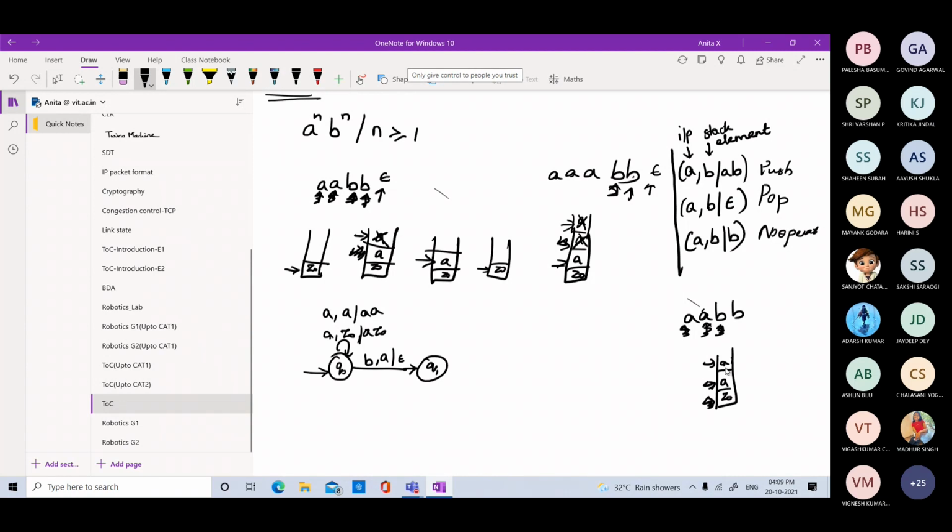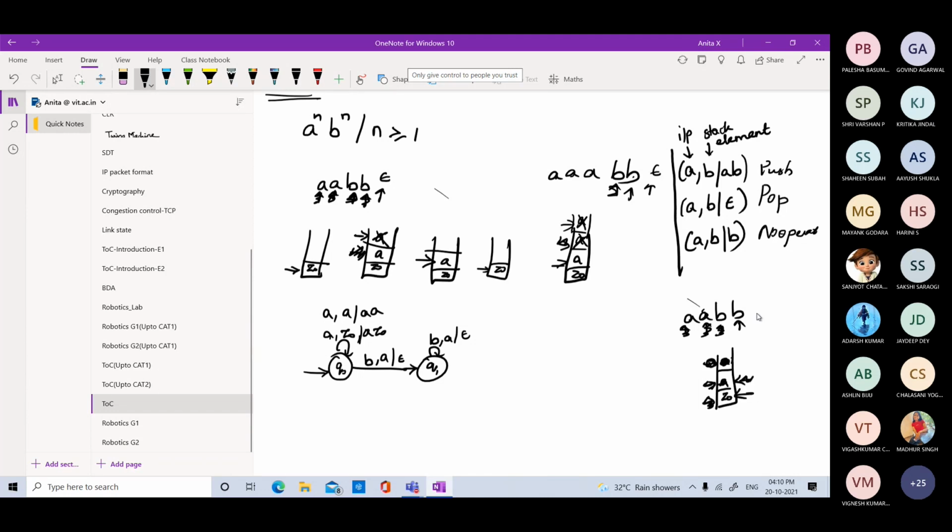So now again, this is popped off. Now my stack symbol is A, my input symbol is B. Again, what should I do? I have to perform pop operation. Whatever may be the number of A's, I should be in the same state till I encounter an input symbol as epsilon, right? So B, A, epsilon, I am in the same state.